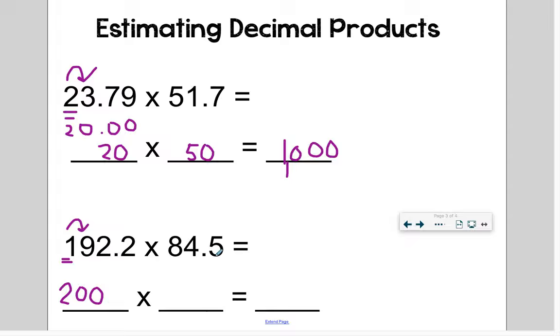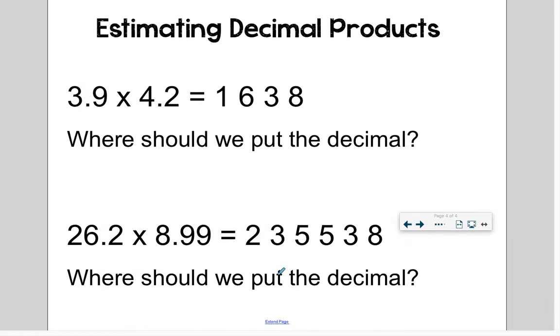And 84 and 5/10 would round to 80. Then we can do our fast fact. 2 times 8 is 16. Add our 3 zeros. Our answer will be close to 16,000. We're going to use these estimates later on when we actually do our multiplication of decimals, but it's important to know around where your answer should land to see if you're on the right track.